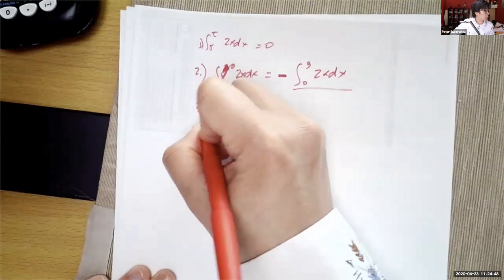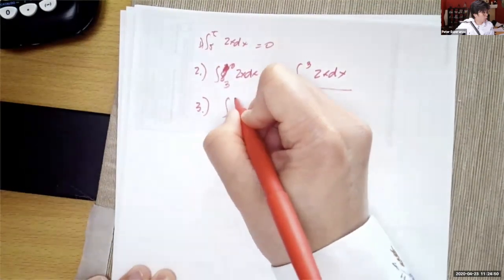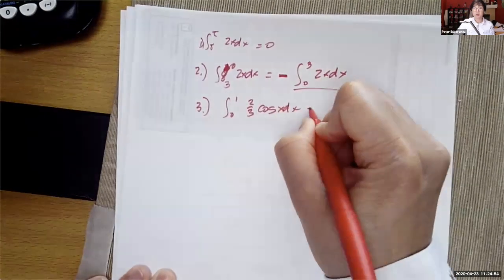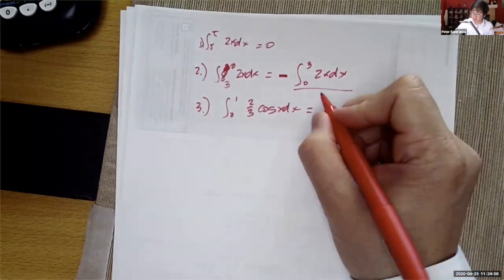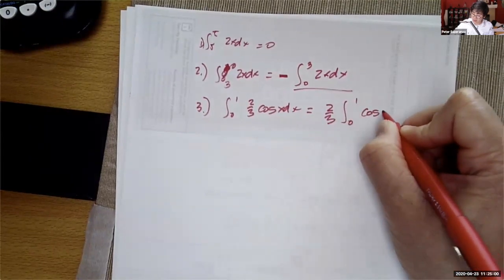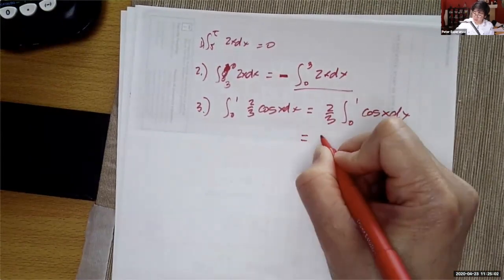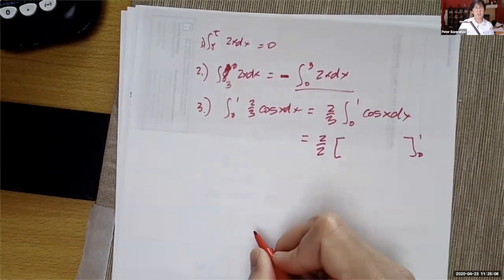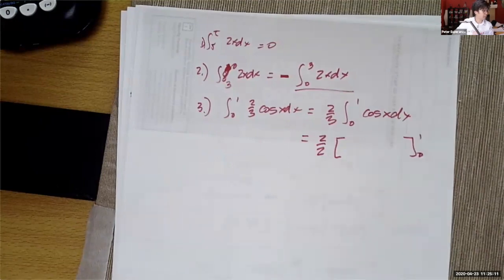And for number 3, you have 0 to 1 of 2/3 cosine x dx. Using the constant property, it's just going to be 2/3 of the integral from 0 to 1 of cosine x dx. And this is going to be 2/3 of, what is the antiderivative of cosine x? Is it negative sign or positive sign? Type it in, because I don't know.